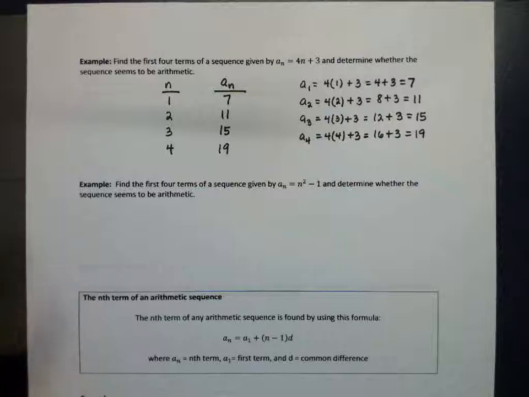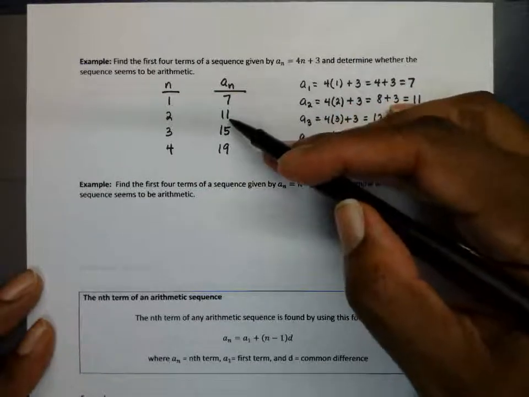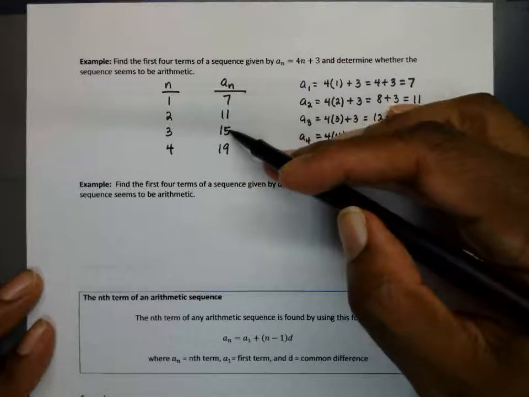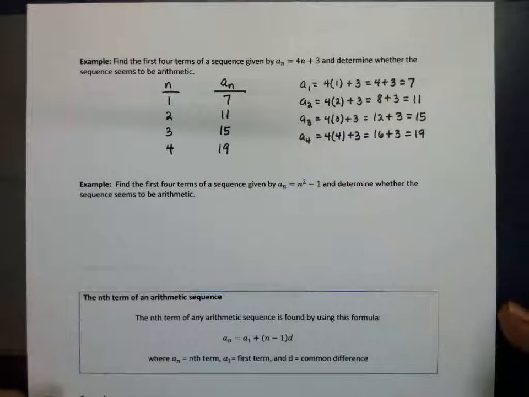So pretty much you can see here, this is an arithmetic sequence, because from 7 to 11, that difference is 4. From 11 to 15, that's also a difference of 4. And from 15 to 19, that difference is 4.